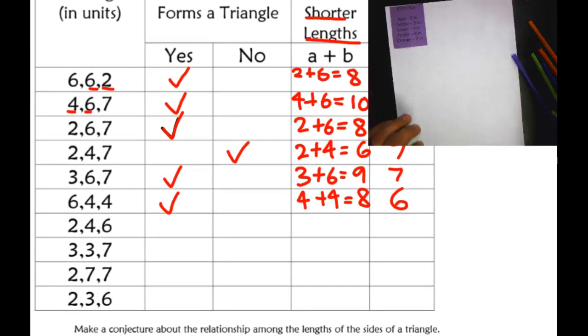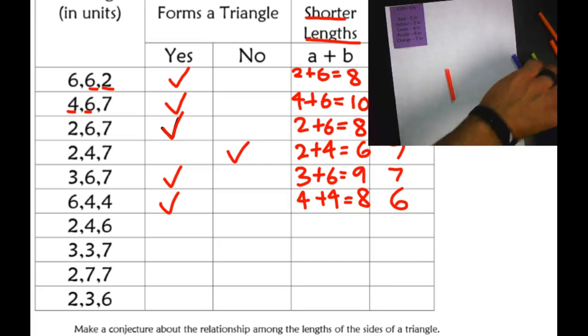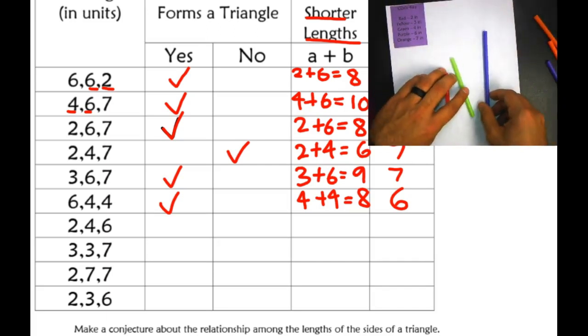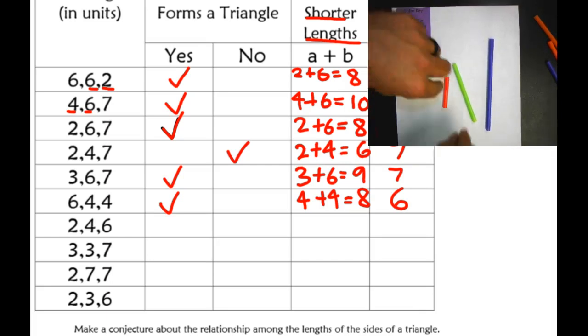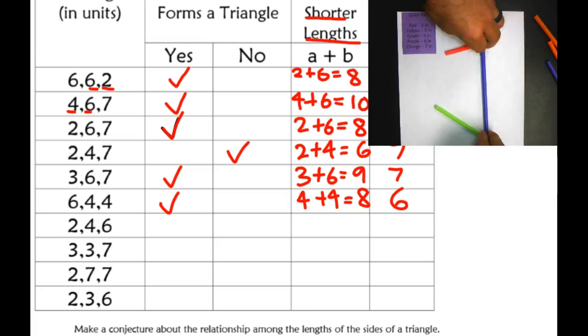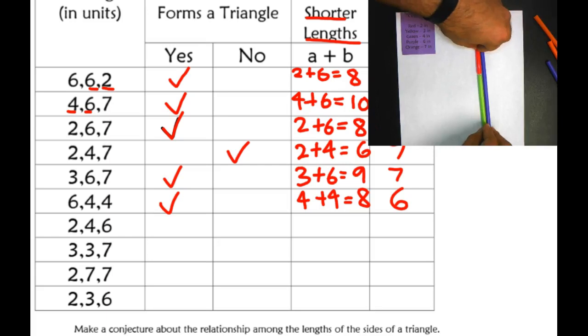2, 4, and 6. So, all right, these 3. What do you think? Triangle or not? Bet? Nah? All right, let's find out. So, I got the green and the red, and then I'm trying. I try so hard, and check it out. In the end, it's not even a triangle.